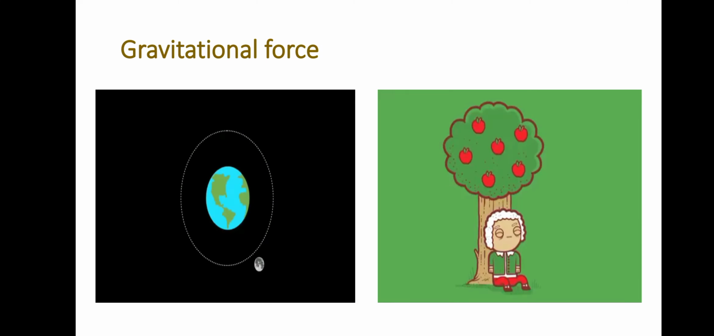Next is the gravitational force. It is the force which is exerted by the earth which pulls the object towards itself. We can see the movement of the moon around the earth is due to the gravitational force of the earth. The falling of an apple from the tree is also an example of gravitational force.